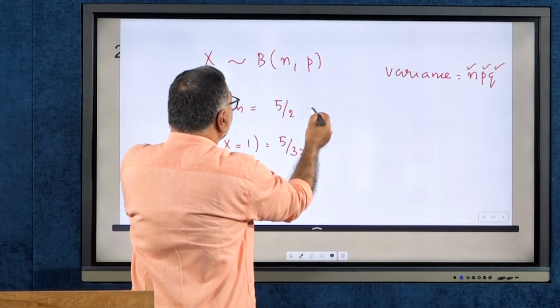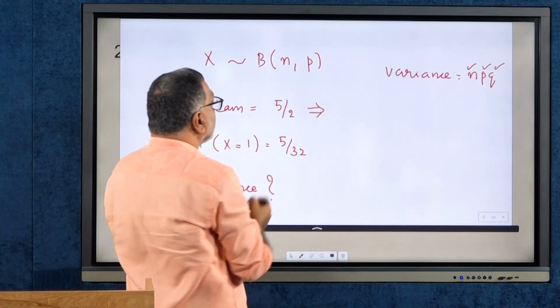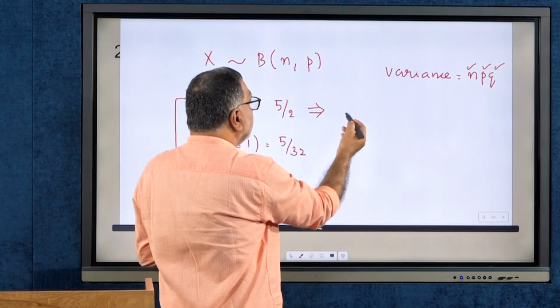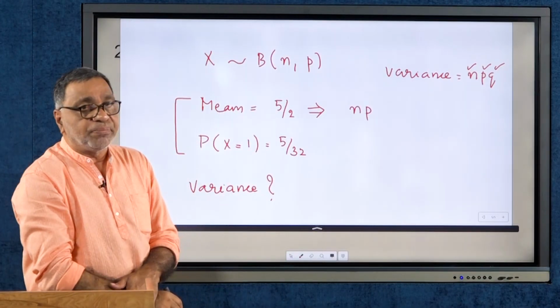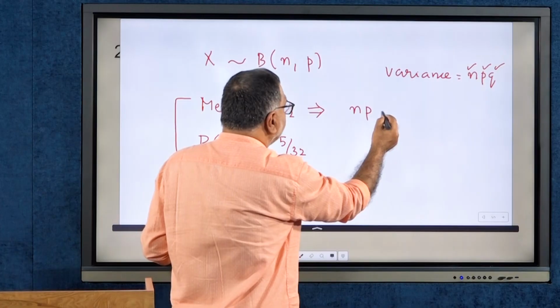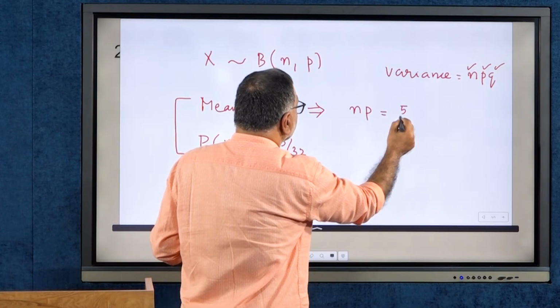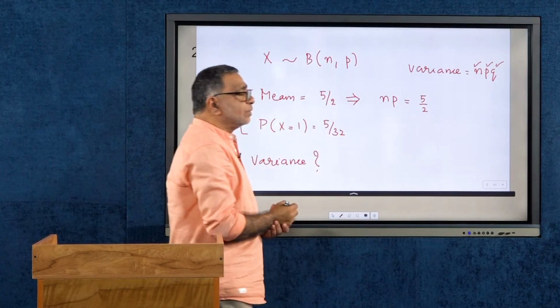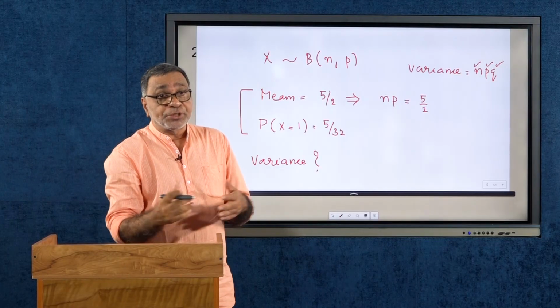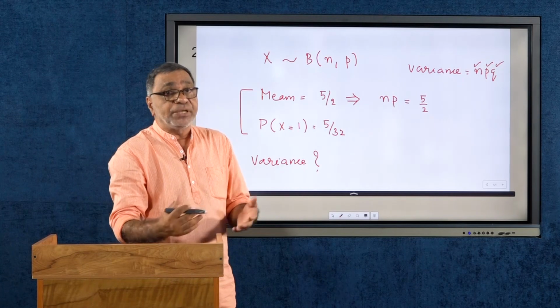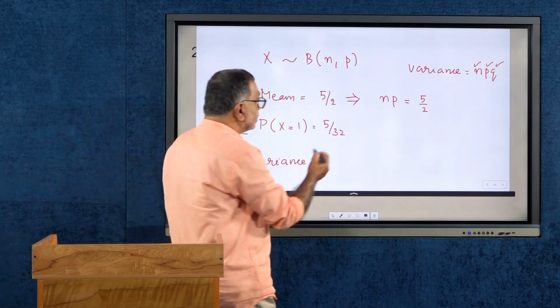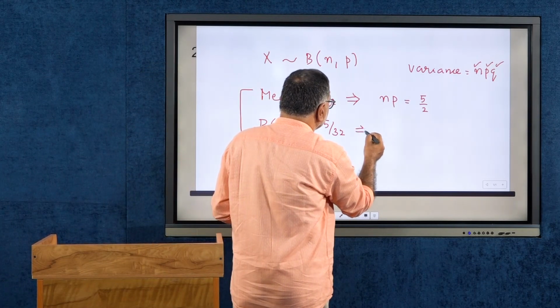And how do you find it? See, you are given mean is equal to 5 by 2. What is the expression for mean? Mean is equal to np. For a binomial random variable, mean is equal to np. So you are given np is equal to 5 by 2. That is the first expression, that is, mean is equal to 5 divided by 2, which is nothing but np is equal to 5 divided by 2. And the second expression, what is the second expression?